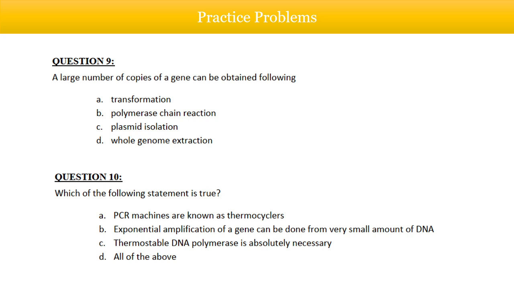For question 10, which of the following statement is true? PCR machines are known as thermocyclers. That is correct. Exponential amplification of the gene can be done from a very small amount of DNA. That is also correct. Thermostable DNA polymerase is absolutely necessary. Yes, because you are heating that particular PCR mixture at around 98, like around 100 degrees. If the DNA polymerase is not thermostable, then it will just lose its activity at that high temperature. So for question number 10, A, B, C, D, all of them are correct, so D is the more correct. So question number 10, it is D.